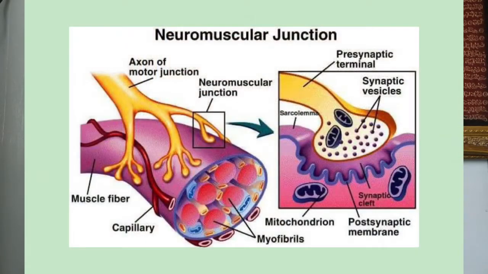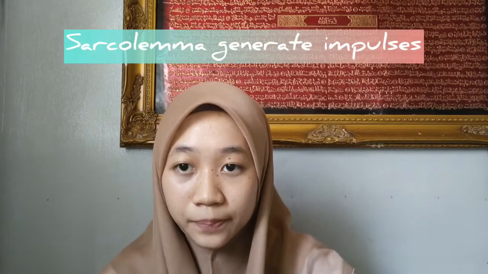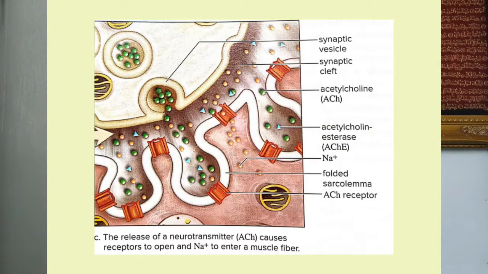When the nerve impulse travels to the axon terminal, the synaptic vesicle will release ACH into the synaptic cleft and bind to the receptor in sarcolemma. Then sarcolemma will generate impulse that spread over sarcolemma down to sarcoplasmic reticulum, and it will cause the filament in sarcomere to slide past one another. Sarcomere contraction will result in myofibril contraction, which in turn result in muscle fiber and also muscle contraction.